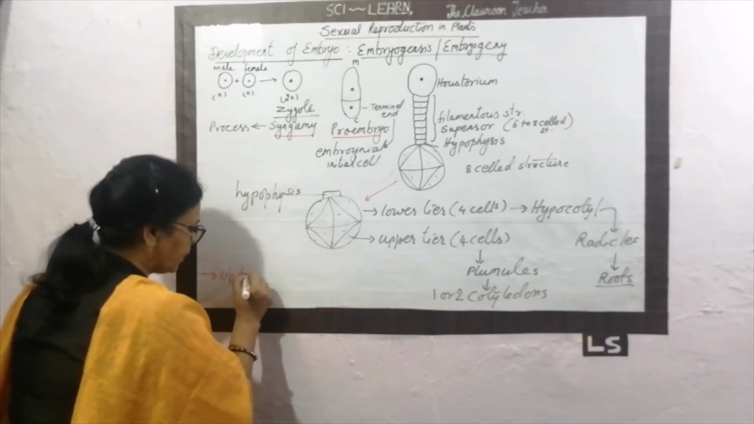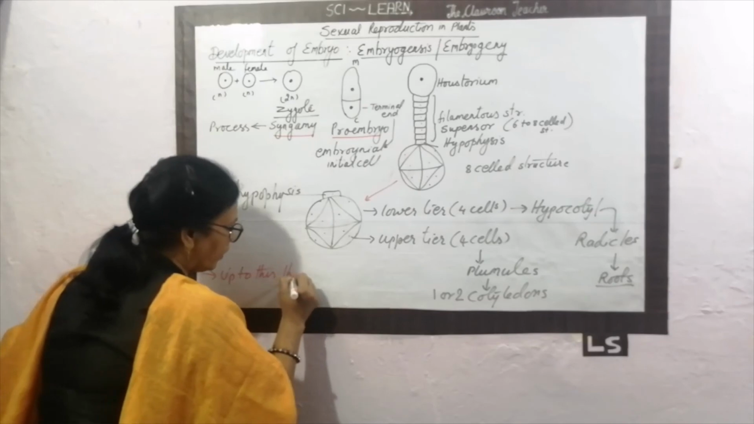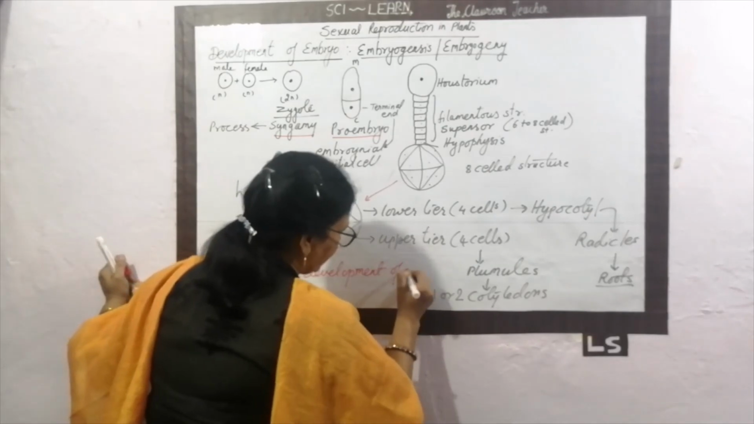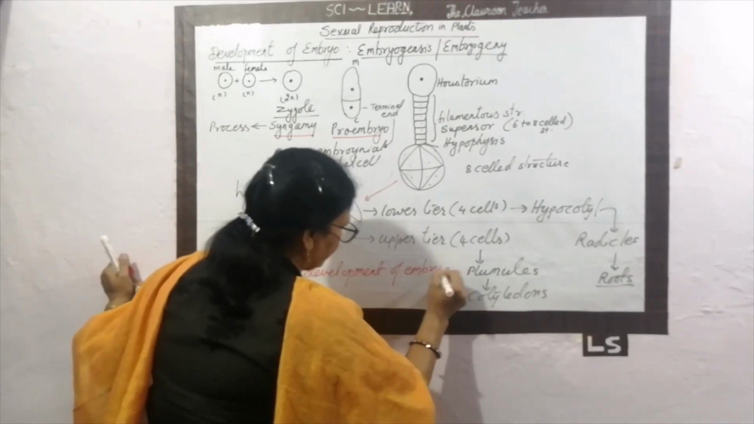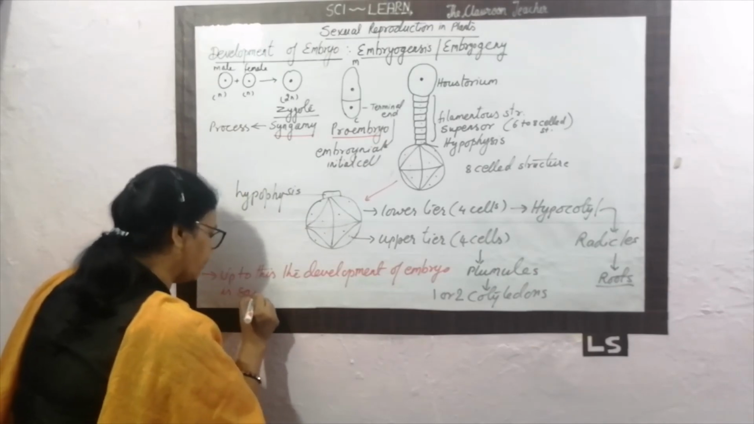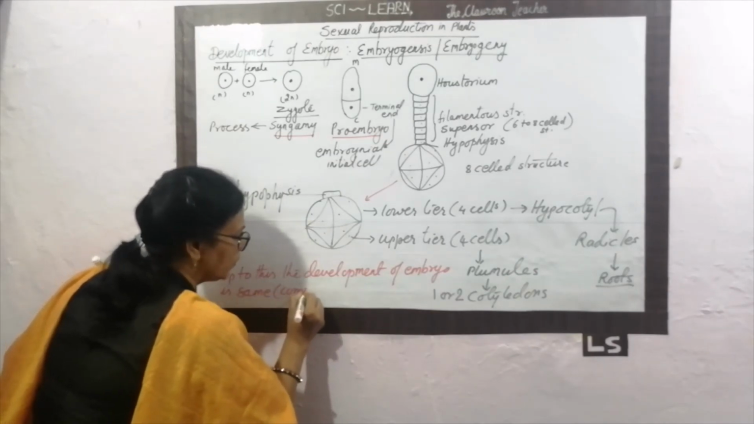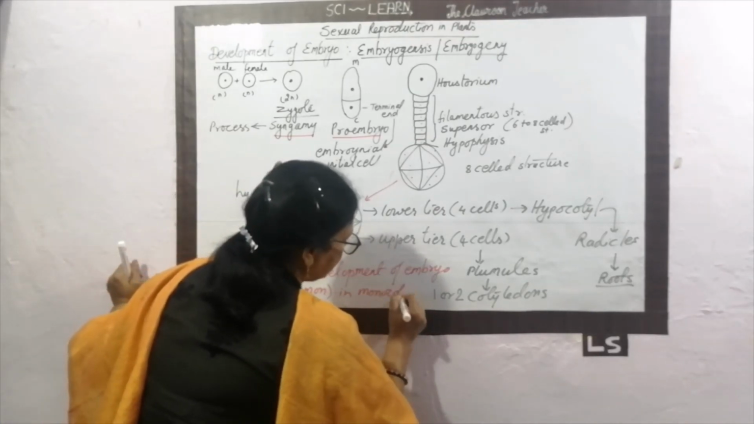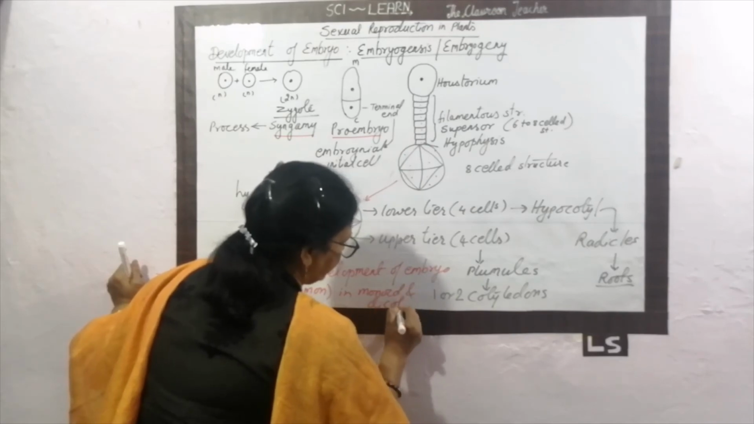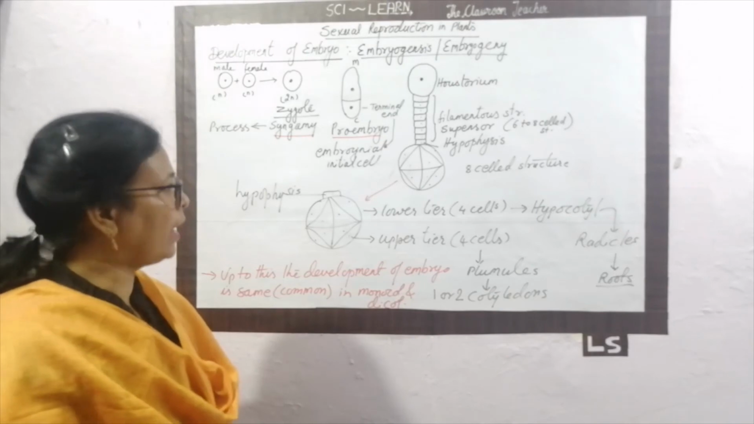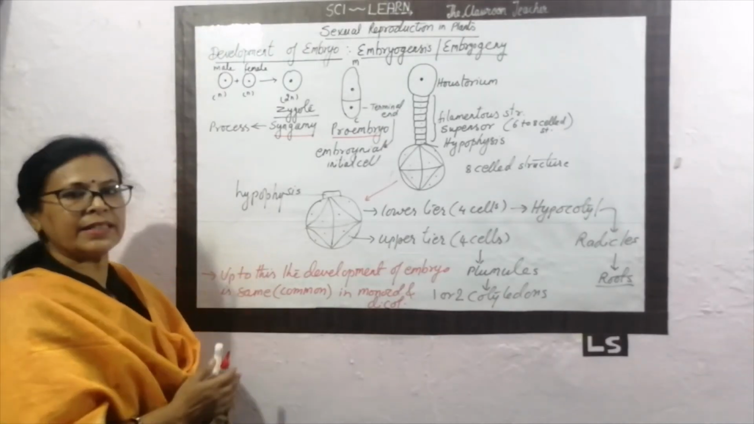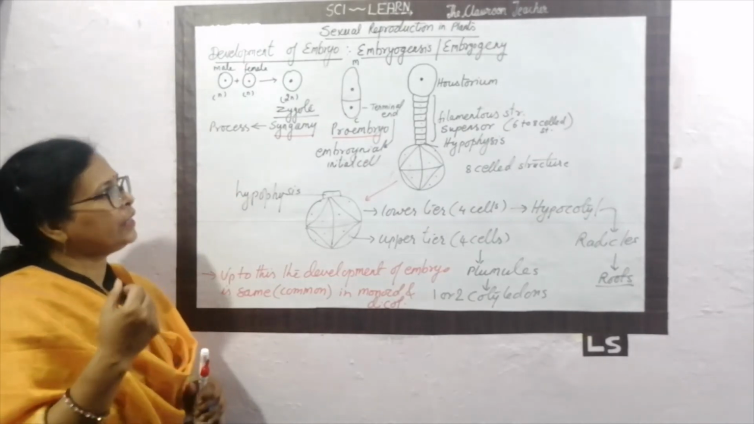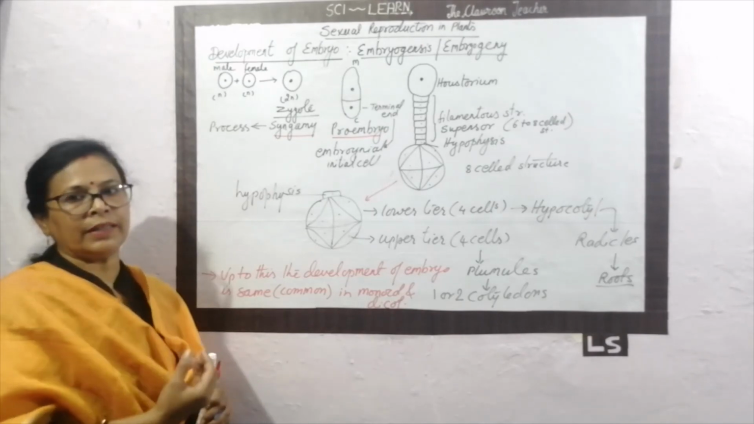Up to this, the development of embryo is common or same in monocot and dicot. Here, up to here, the process is same. And up to here, the 8-cell structure is formed. 8 cells of the suspensor as well as the 8 cells of the terminal end or the embryonal initial cell.